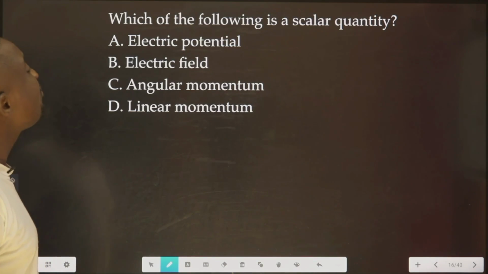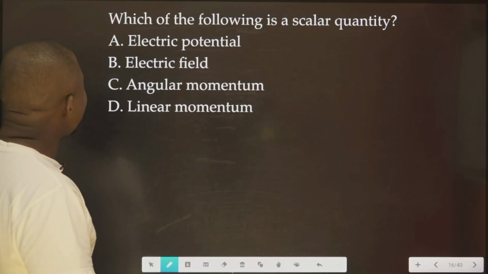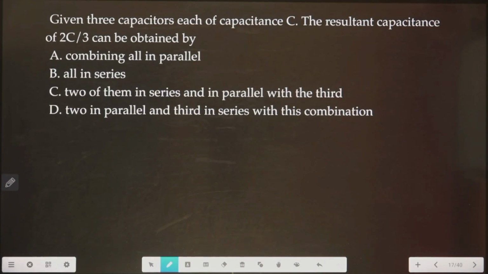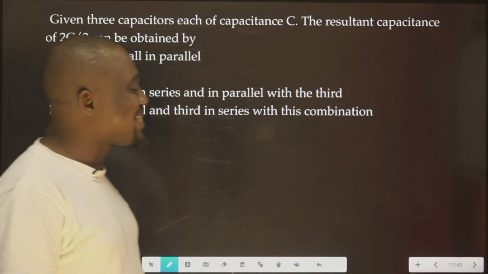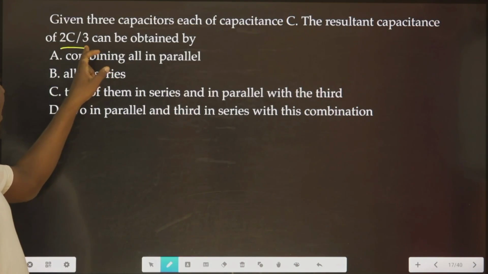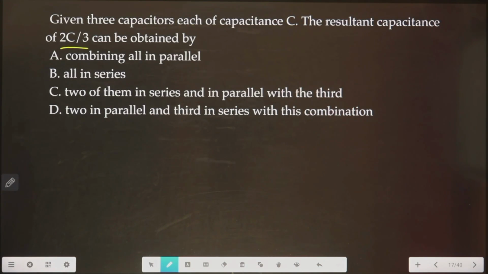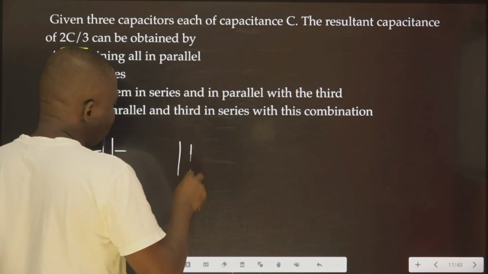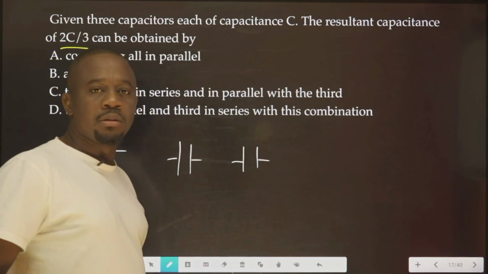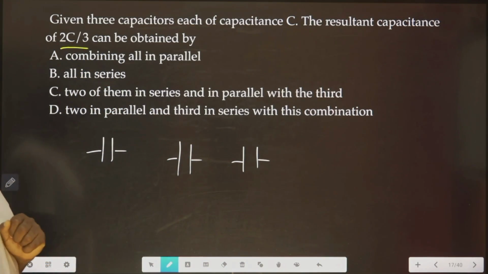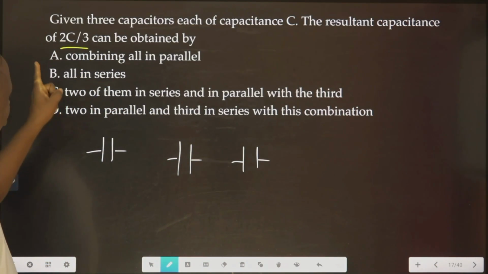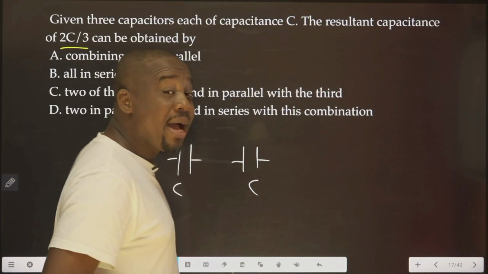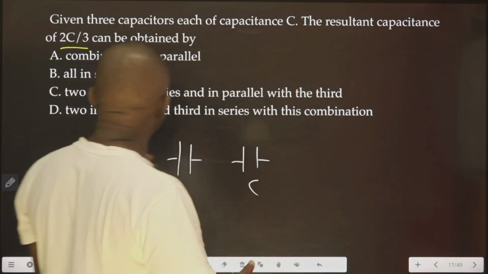Another question. It says, which of the following is a scalar quantity? Electric potential, definitely electric potential. Look at this. It says, given 3 capacitors, each of capacitance C, the resultant capacitance of this can be obtained by doing what? 3 capacitors are given to us. We are asked to form this. What can give us this? Combine all of them in parallel. This is where all of them are in parallel, you add them together to give us 3C.